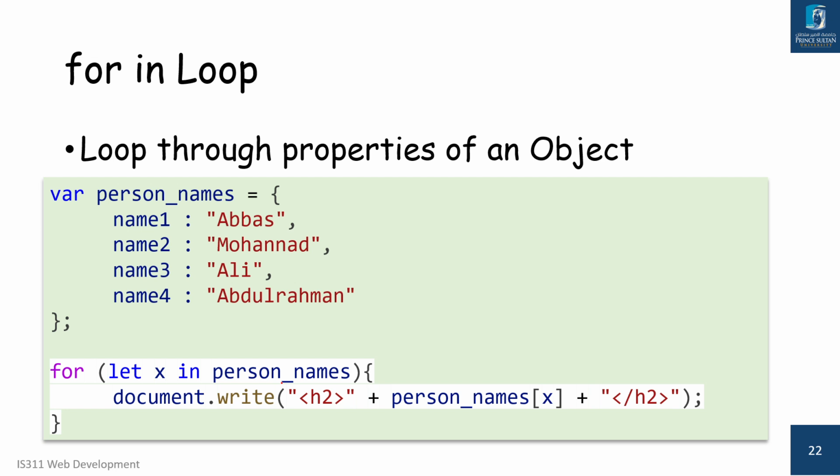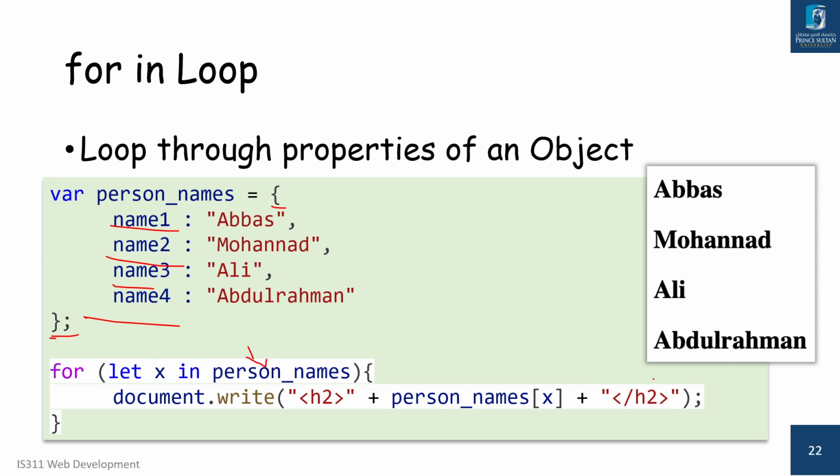Okay, so what is next? For example, we have the person names. It is an object, and inside the object we have multiple properties: name 1, name 2, name 3. So here we are looping. We are iterating over the different properties which exist inside that object. So we say let x in person_names. So we are saying that x is some property inside person_names, and then we are showing these values in the document. So it will show me Abbas, Muhammad, Ali, Abdul Rahman.